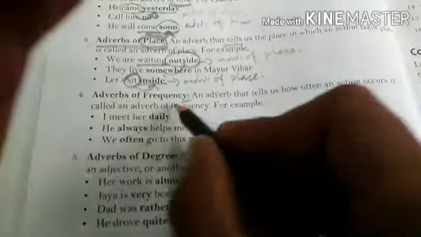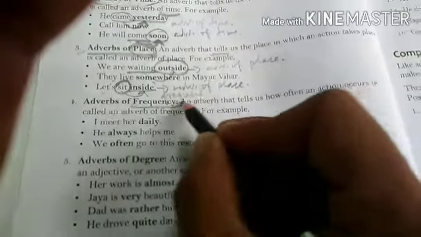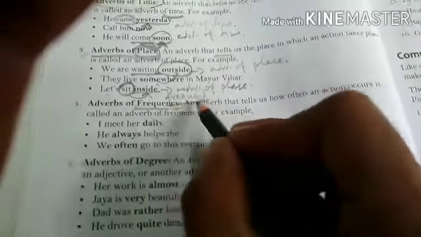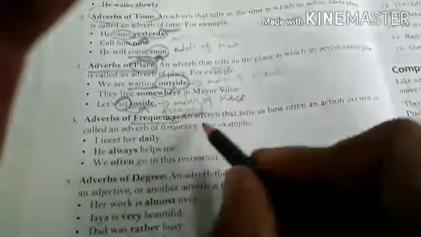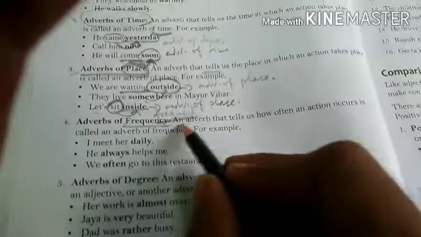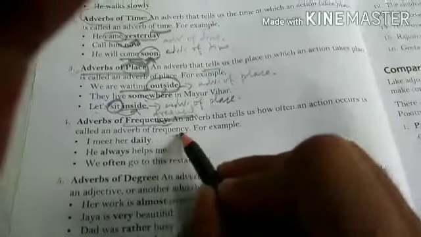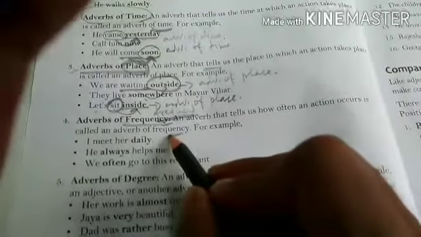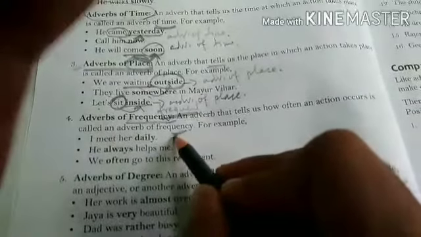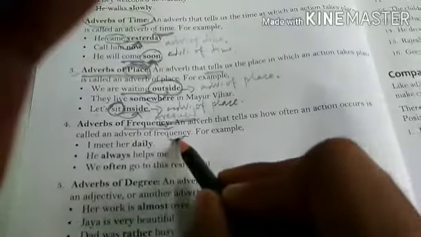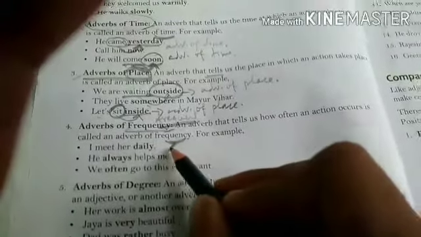So frequency means the frequent action, not the regular action. It tells us about the frequent action. How often about the action. जो काम हुआ कितने बार हुआ है. Like here we have the definition here. An adverb that tells us how often an action occurs is called an adverb of frequency. So यहाँ पर हमें बता रहे हैं कि वो adverbs जो हमें ये बताते हैं कि जो भी काम हुआ है कितनी बार हुआ है. Okay? Sometimes, many times, always, never, कितनी बार. Okay?